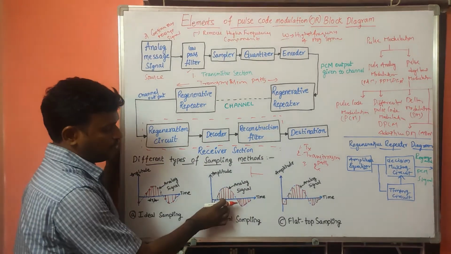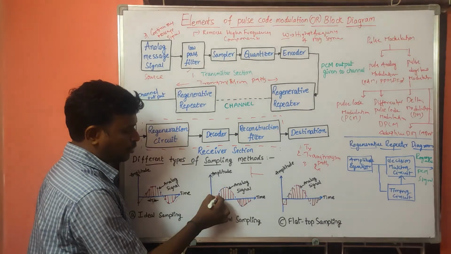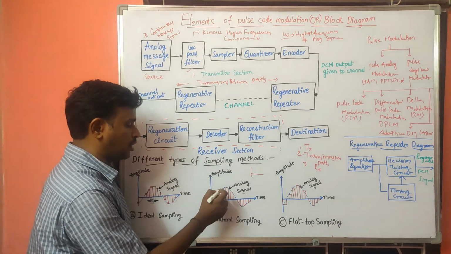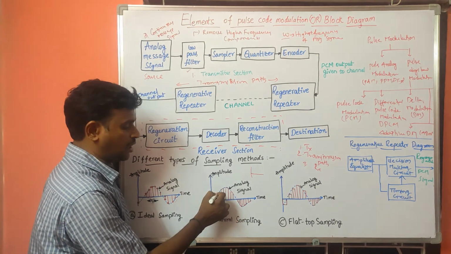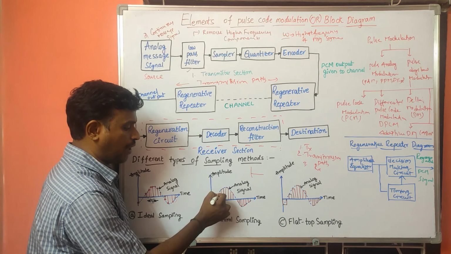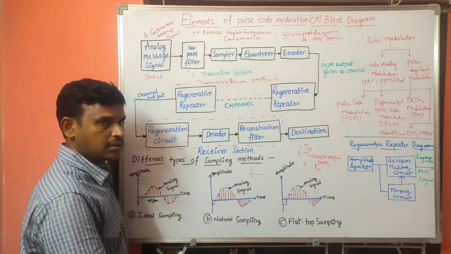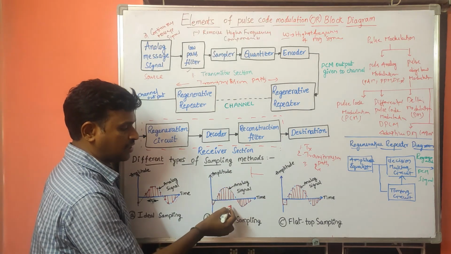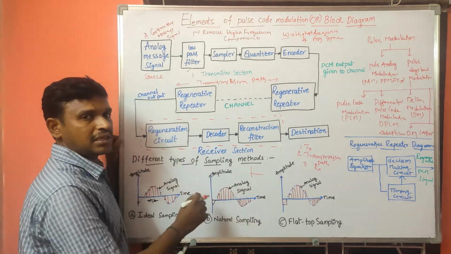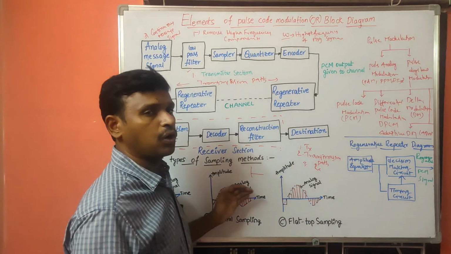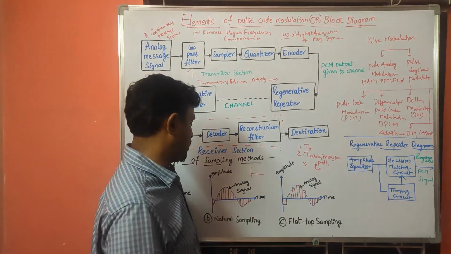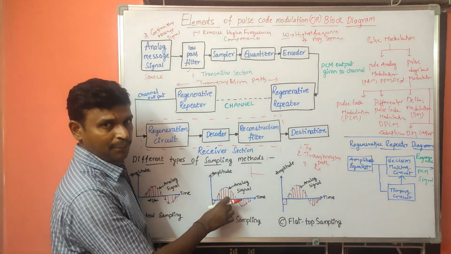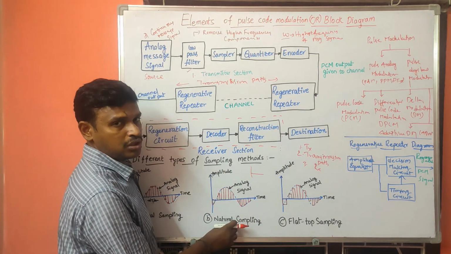But here, if you observe this one, the amplitudes are shown like this. In natural sampling, where the amplitude of the analog signal is less, we have a sample like this. Next the amplitude is increasing, then it is decreasing like this. Whatever the signal amplitude is, it will follow that amplitude and divide the continuous signal into discrete samples. This is natural sampling.